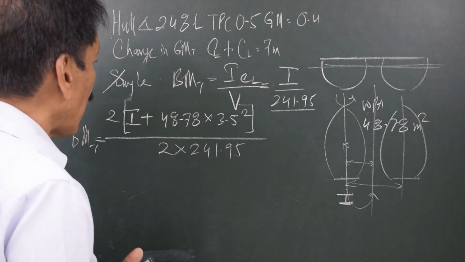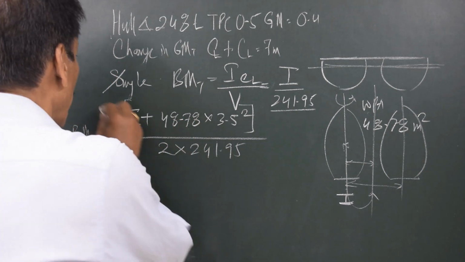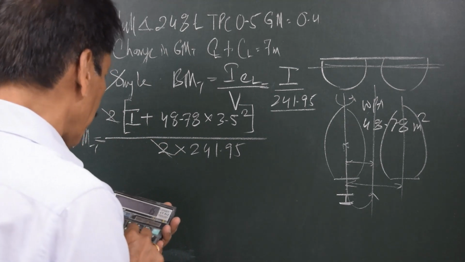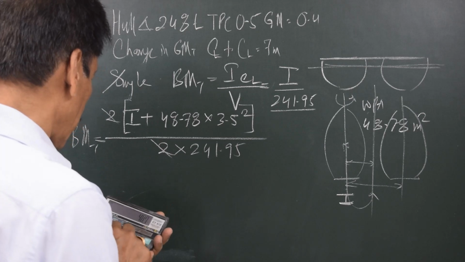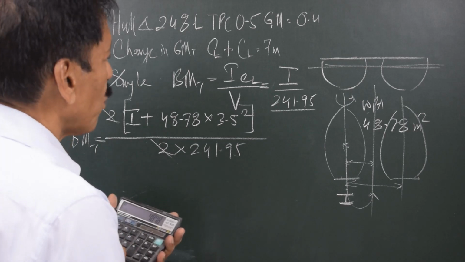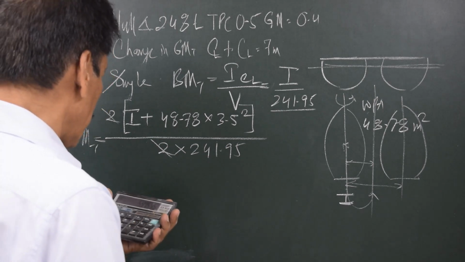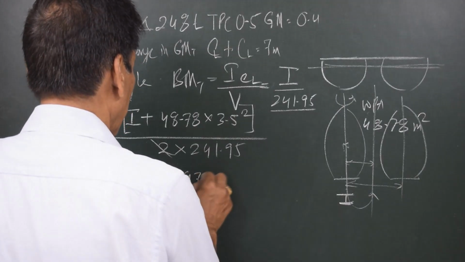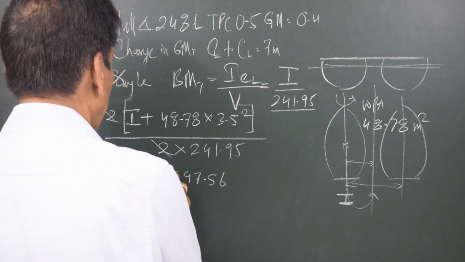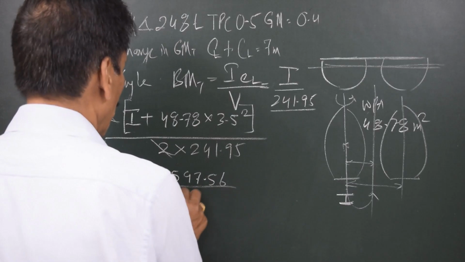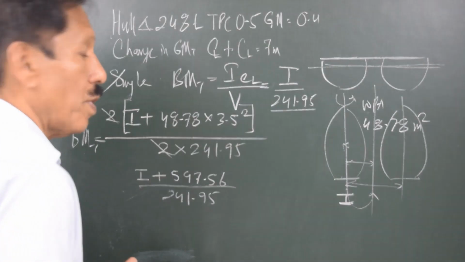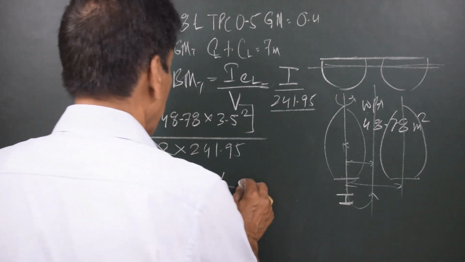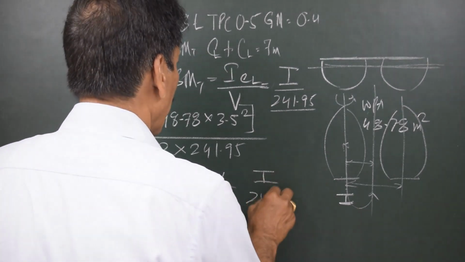Right? So new BM transverse, let us slightly simplify this. Right? 2 gets cancelled and we have 3.5 into 3.5 into 48.78 equals, that is 597.56. 597.56 plus I divided by 241.95. This is the BM transverse 2. And what is the BM transverse 1? BM transverse 1 is equal to I divided by 241.95.